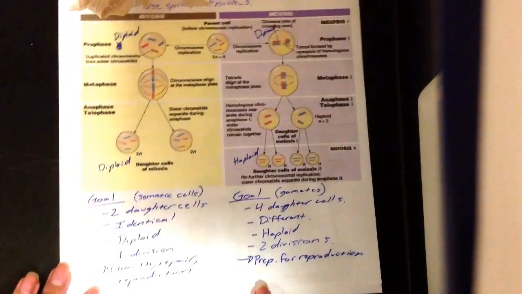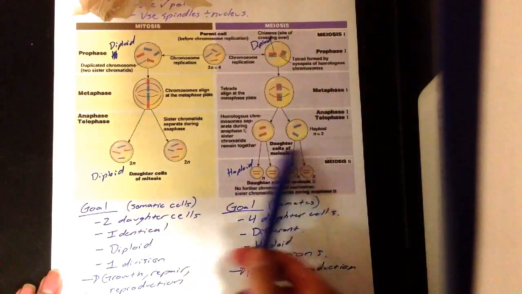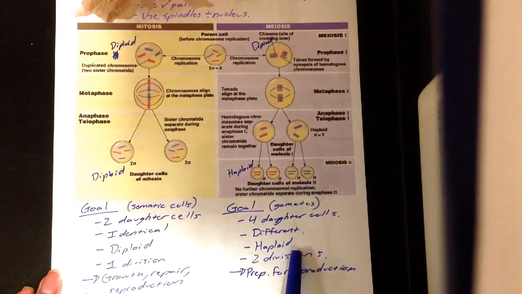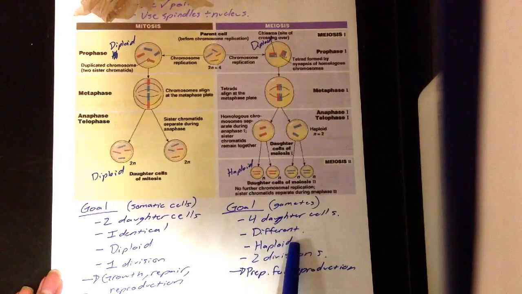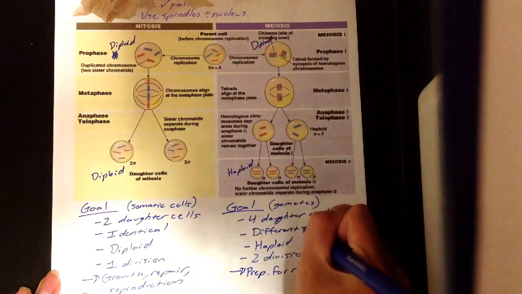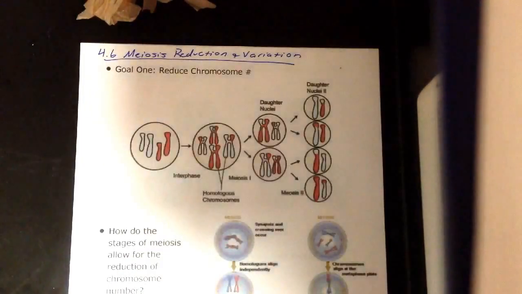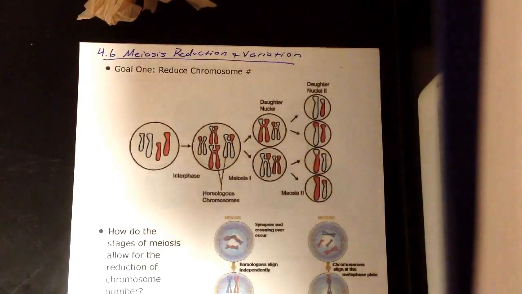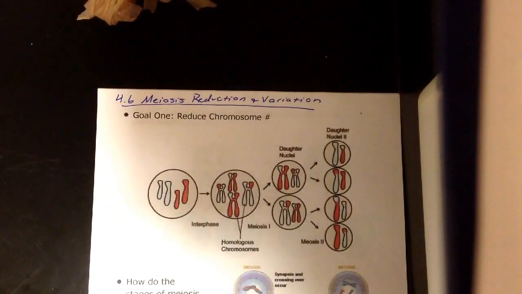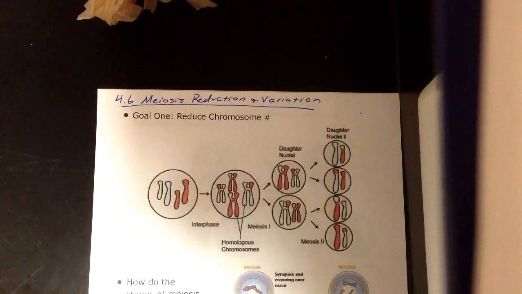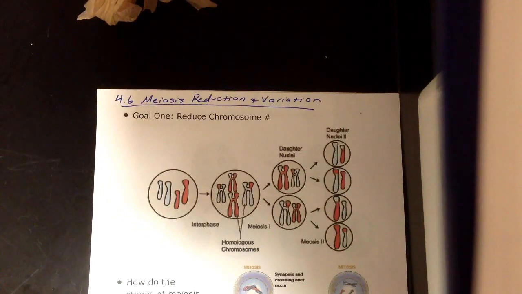So what we're going to focus on today is, well, how do we get half that chromosome number? How do we get our cell to become haploid? And how are they genetically different from each other? So these are the 2 key points of today's lecture. The first goal in meiosis is going to be the reduction phase. And in the reduction phase, we're literally going to reduce the chromosome number.